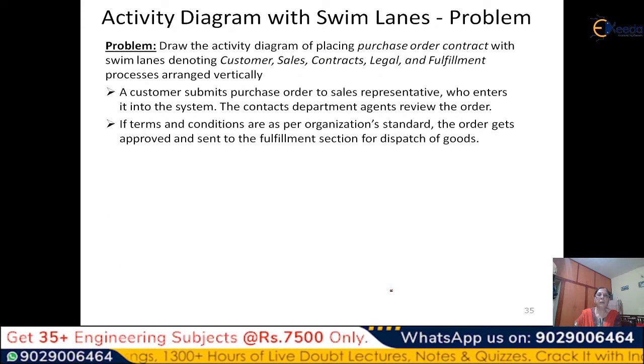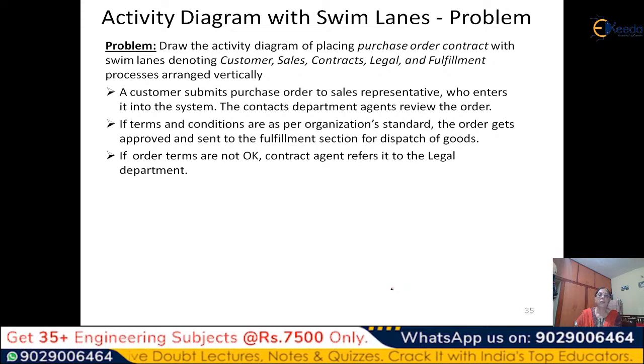So we'll take this problem. Draw the activity diagram of placing purchase order contract with swim lanes denoting customer, sales, contract, legal and fulfillment. Now this purchase order, or the contract, is much more than just a sales order, it is a contract. Therefore there are many more sub processes, and many more entities or roles. So they are all different classes.